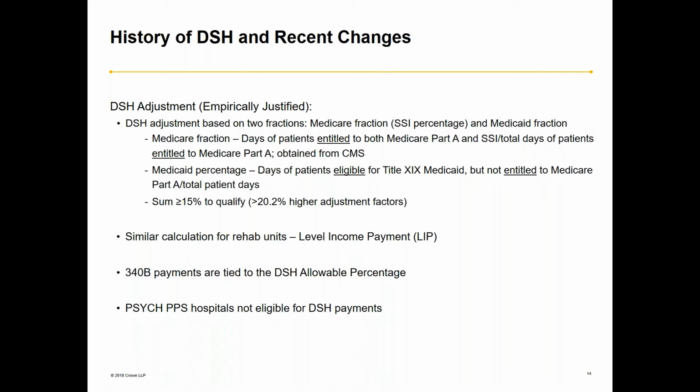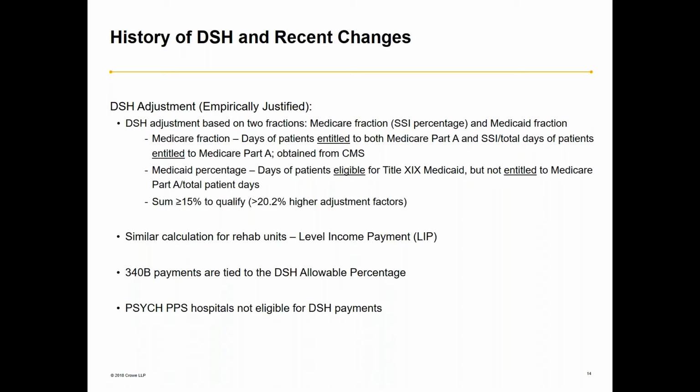So it's important for you to make sure that you've identified all of your Medicaid days to make sure that you're over that 15% to qualify for this payment. And then, of course, continue to identify those and maybe get over that 20.2%, which gives you an even higher payment.